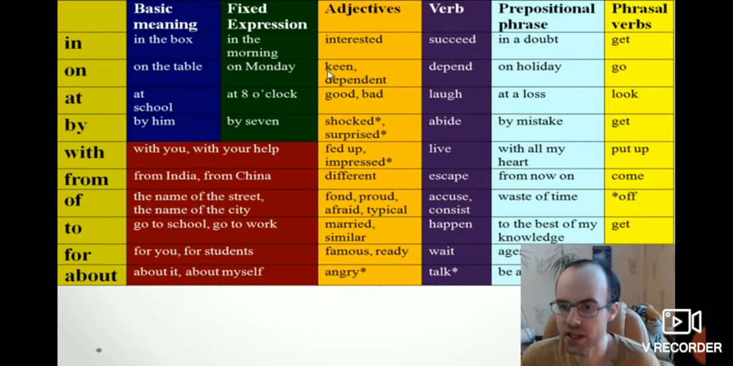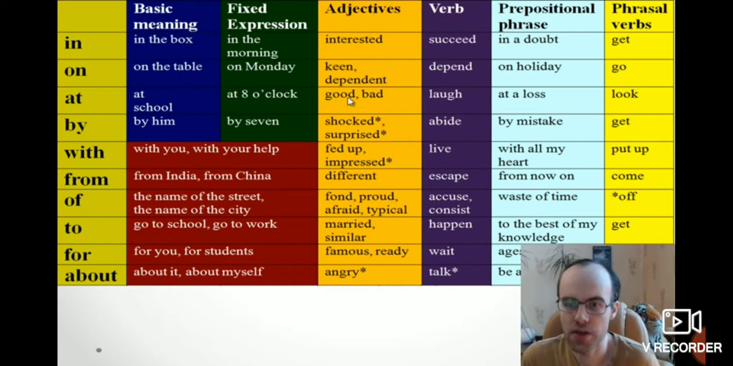Or you can say keen. Keen on. It's also an adjective. Keen on is like interested. So I'm keen on music. It means that I'm interested in music or I like music. Dependent on. So he is dependent on his parents. It means that he depends on his parents.